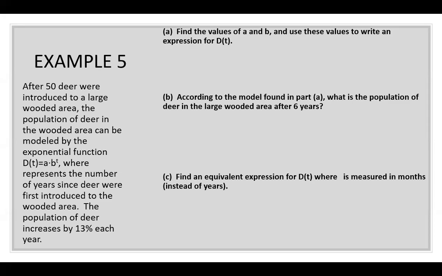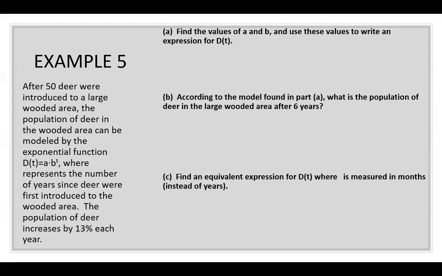The population of deer in this area can be modeled by the exponential function D of t equals a times b to the t, where t represents the number of years since deer were first introduced to the wooded area. The population of deer increases by 13% each year. Perfect.